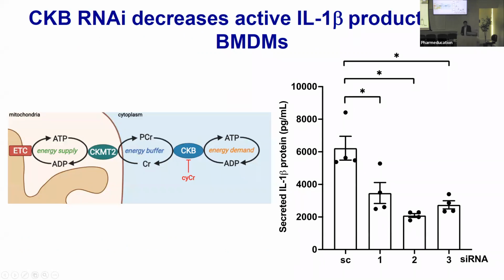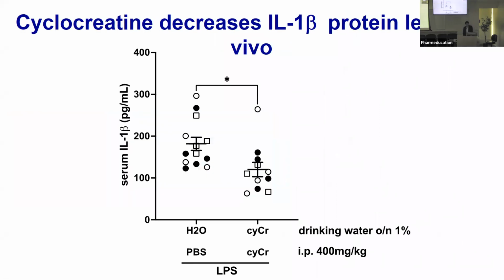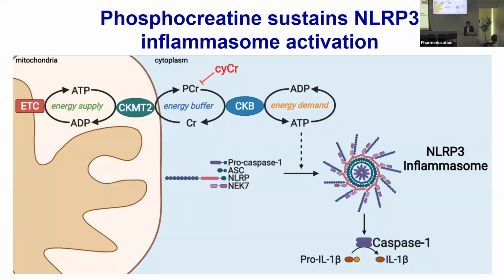We also had floxed alleles for the enzyme that passes on phosphocreatine to ATP. So we used that, and again, the IL-1 beta levels were down, mimicking the cyclocreatine effects. In vivo, when we gave this in the drinking water and gave it IP, the cyclocreatine decreased IL-1 beta levels in the serum, suggesting there's a necessity of phosphocreatine to sustain inflammasome activation.